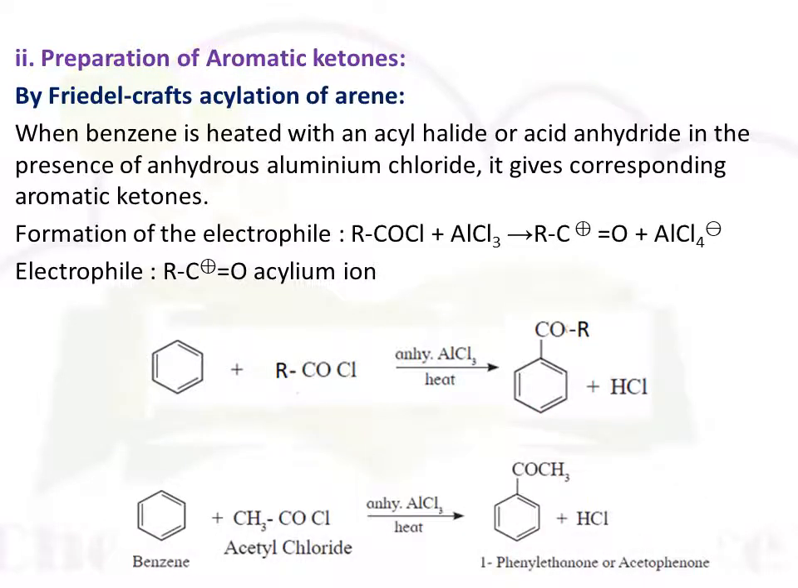Let's see an example. Benzene on reaction with acetyl chloride in presence of anhydrous aluminum chloride forms acetophenone or 1-phenyl ethanone as a main product and HCl as a side product. Here also hydrogen of the benzene ring gets replaced by this acetyl group, that is the CH3CO group, and the hydrogen and chlorine combine to form HCl, which is a byproduct of this reaction.